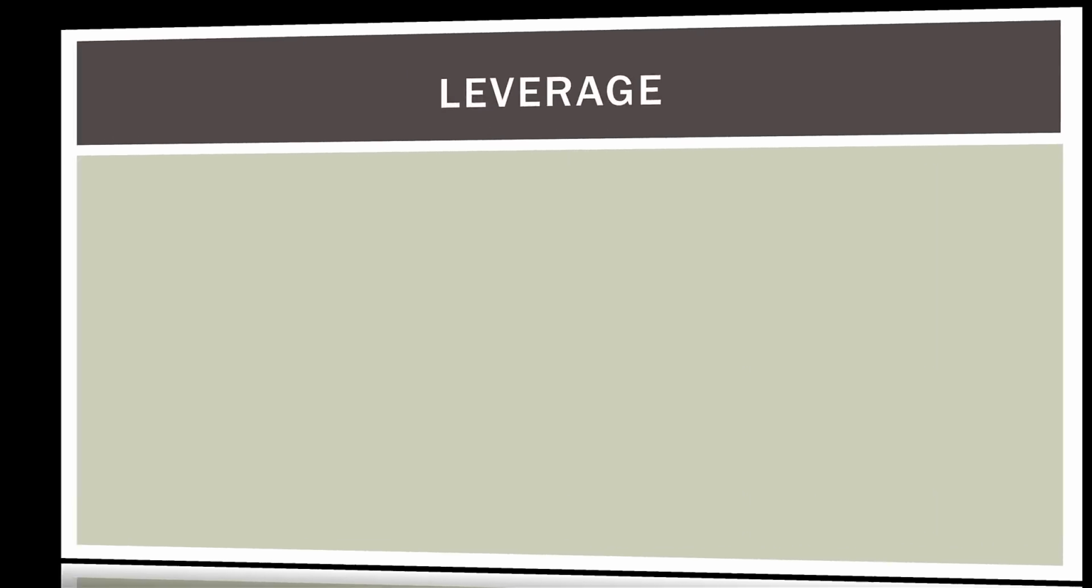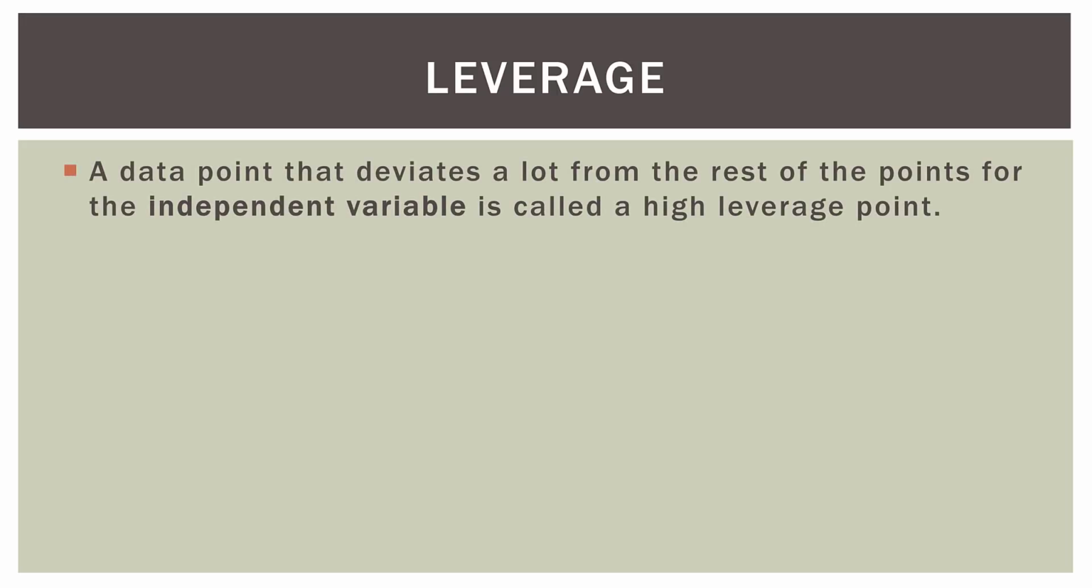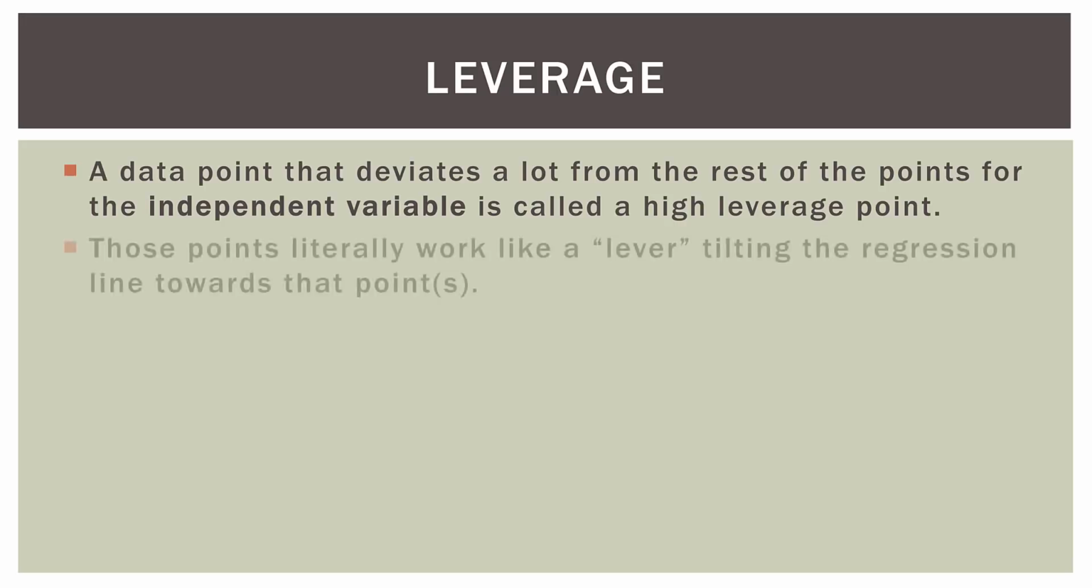So a final teaser topic. We're not going to go into this in this video. This is a teaser for the next video. And that video will be about the concept of leverage in regression. So a data point that deviates a lot from the rest of the points for the independent variable along our x-axis is called a high leverage point. So those points can literally work like a lever, tilting the regression line towards that point.